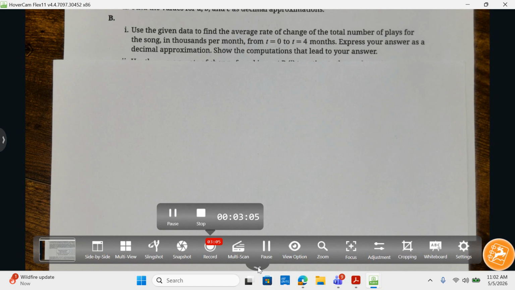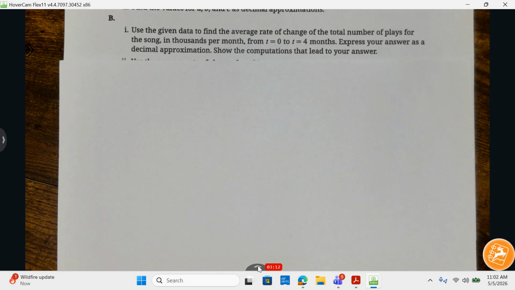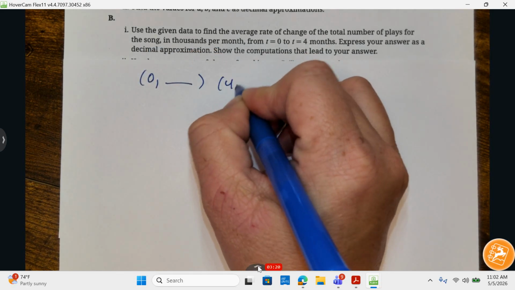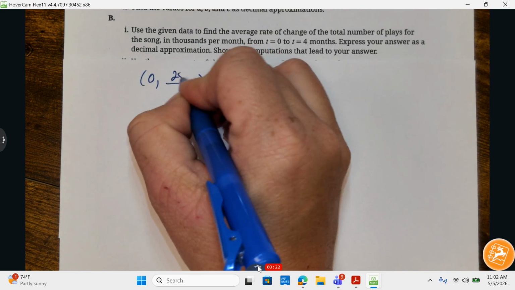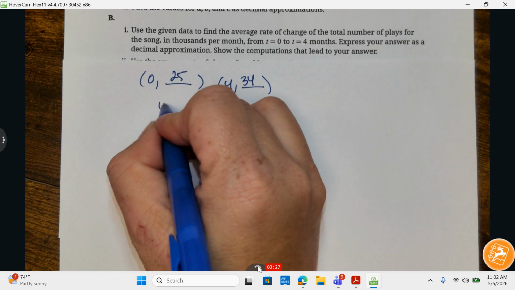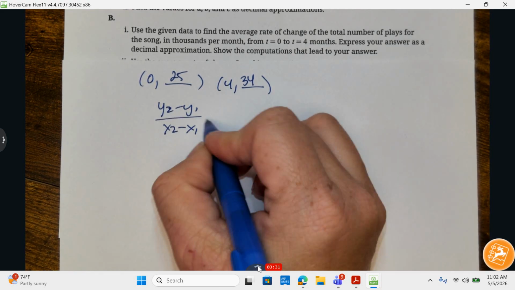For part B, and you're going to see for FRQ2 the same type of pattern with all the questions, it says we want to find the average rate of change of the total number of plays of the song in thousands per month from t=0 to t=4. So I'm looking at 0, and I'm looking at 4, and I'm looking above. 0 goes with 25,000, and 4 goes with 34,000. And then I'm going to use y sub 2 minus y sub 1 over x sub 2 minus x sub 1.